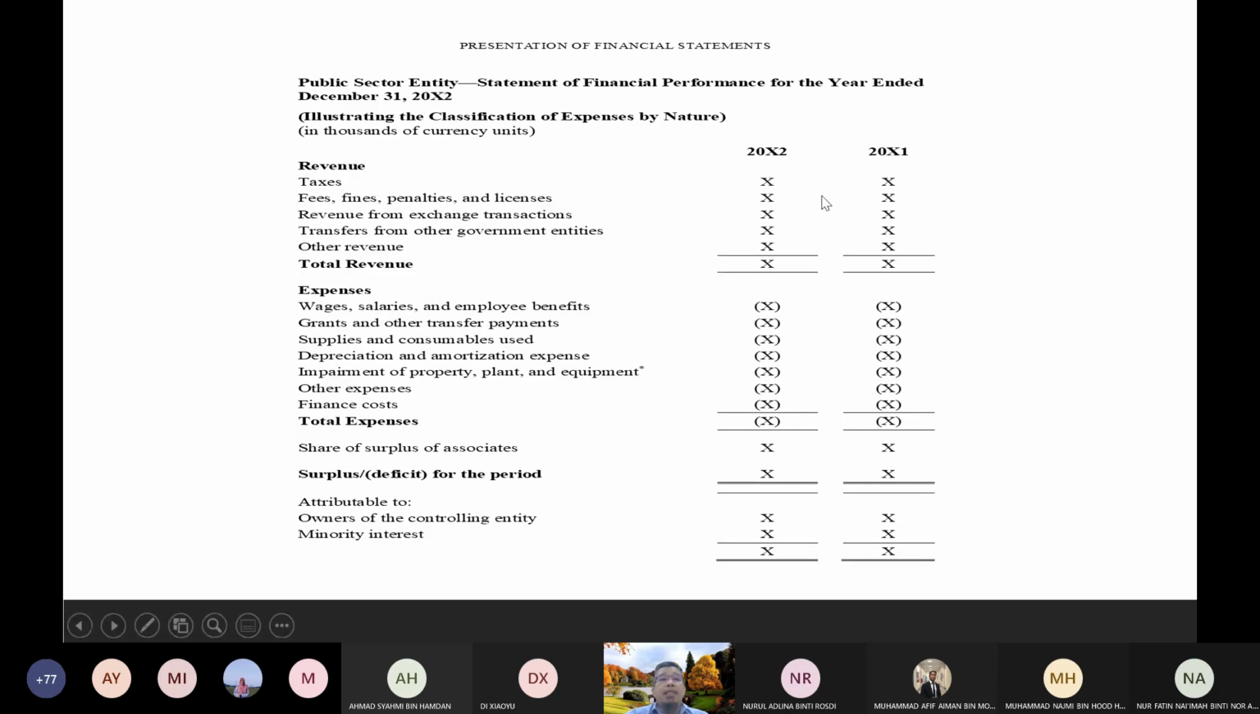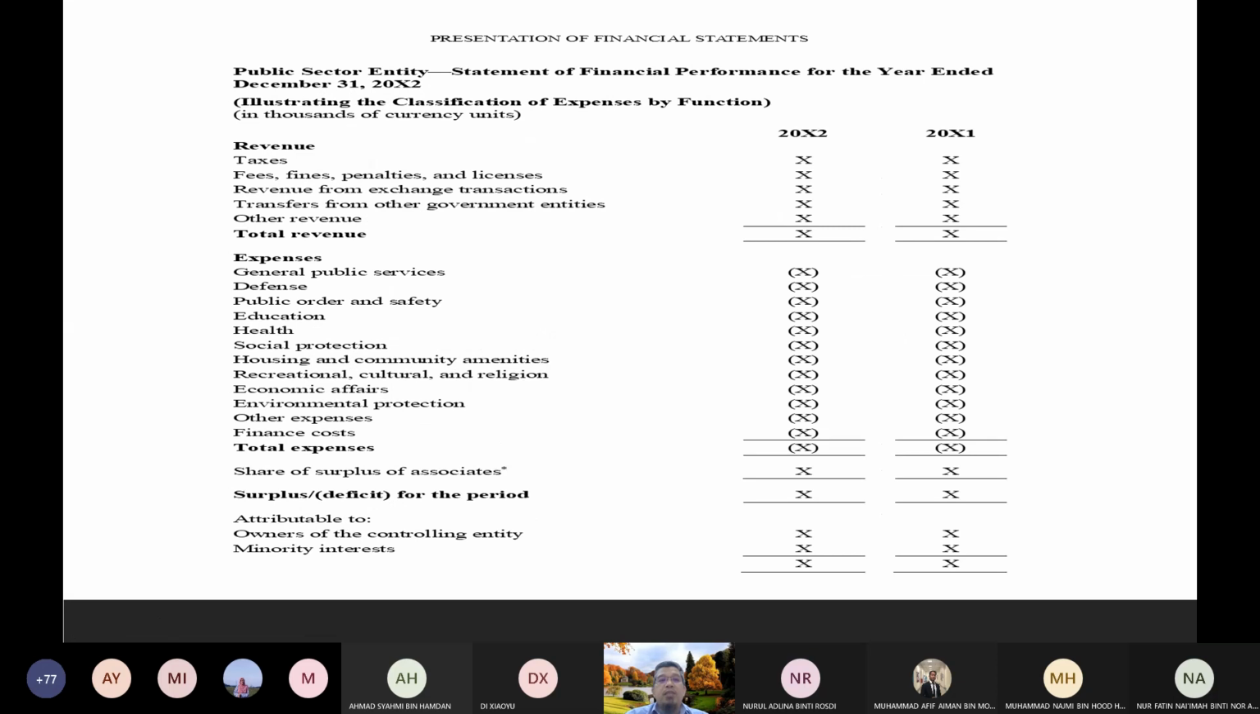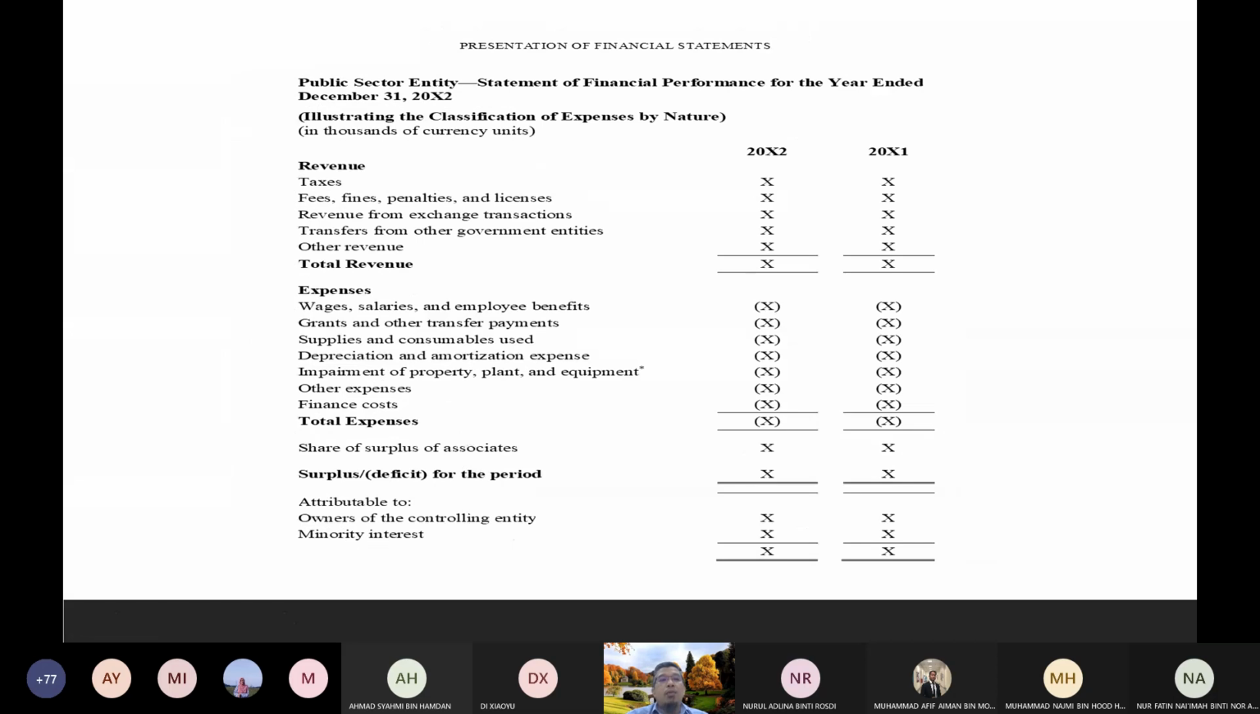Right, and then this is by nature of the expenses. So if you look at expenses: wages, salary, grants, supplies and consumables, depreciation, impairment. I think both can provide some understanding. If you look at it by function, then you can tell which sector is more important than the other. But if you look at the nature, then you can see how much is being paid for wages of the civil servants. Some of it is basically non-cash, if you look at depreciation and impairments. So that will provide more understanding.